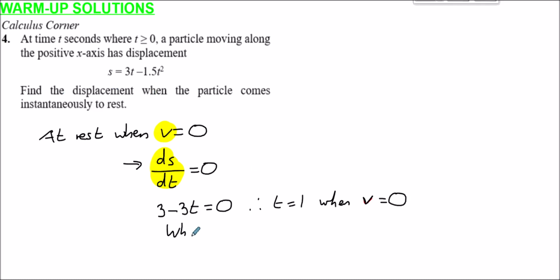So when t is equal to 1, s is going to be equal to 3 lots of 1 minus 1.5 times 1 squared, which is 1.5 meters. So after 1.5 meters of travel, the particle stops for a moment before then coming back towards the origin from where it left.